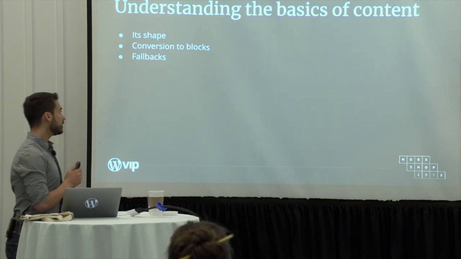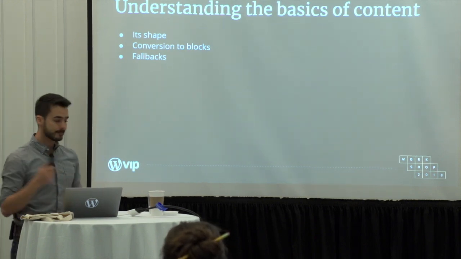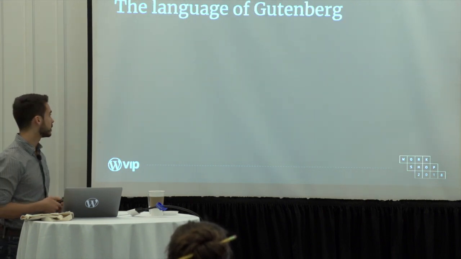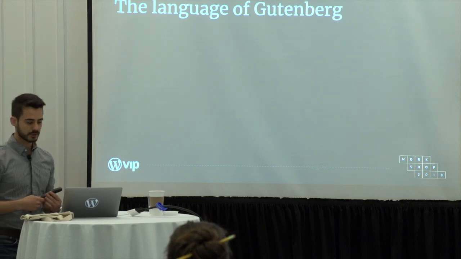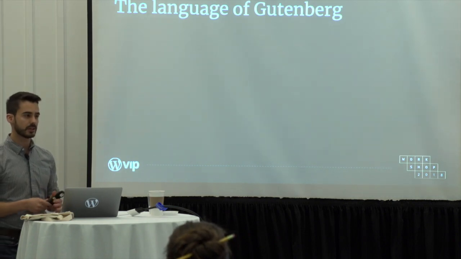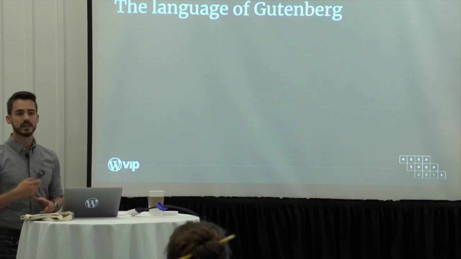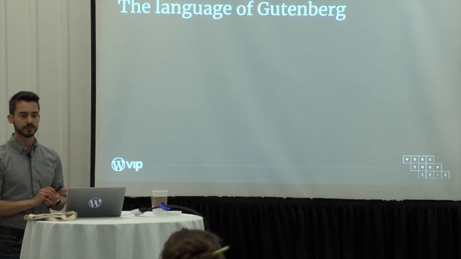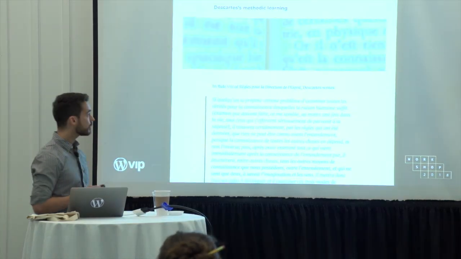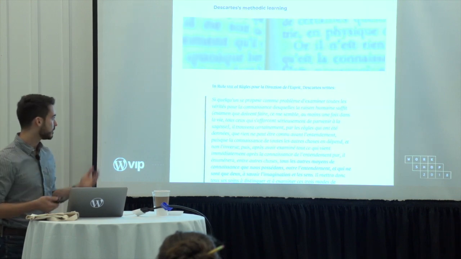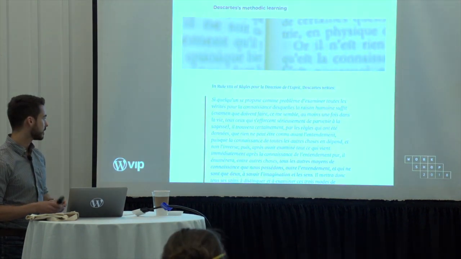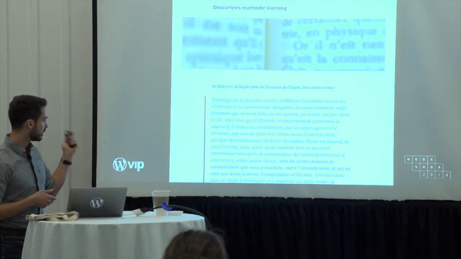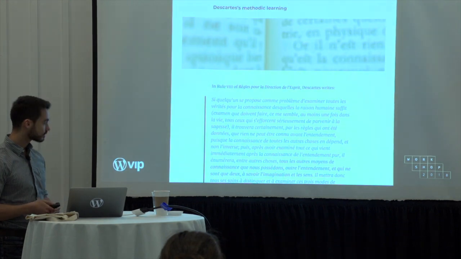So, understanding the basics of content. First thing we can look at is its shape. This is what we like to call the language of Gutenberg, and it refers to the specification representing content in a way that is structured and semantic and hopefully time-proof. And so, to start with a basic example, I have a blog post about some of René Descartes' writings on learning. And it's a very simple post. It's just got a one-line introduction and then a quote.